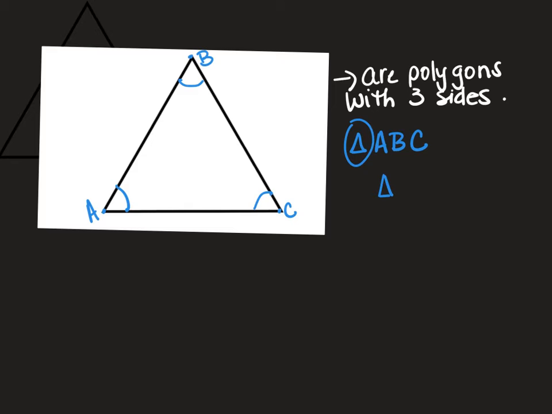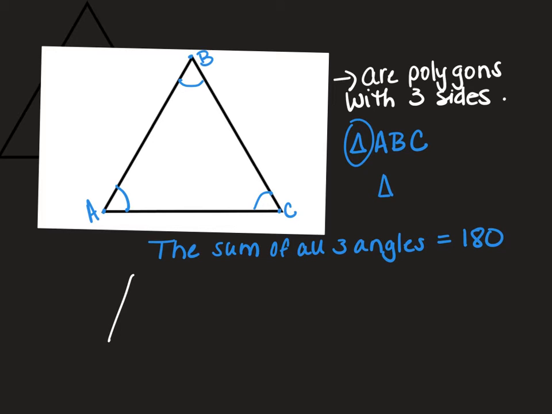Now, to find the sum of the angles of a triangle, it is going to always equal 180 degrees. So the sum, which is when you add them all up, of all 3 angles equals 180 degrees. Okay? So, for example, if we had a triangle, and I'm just going to try to draw one, just humor me here. Well, you know, I'm not the best artist when it comes to this, but we'll deal with it.